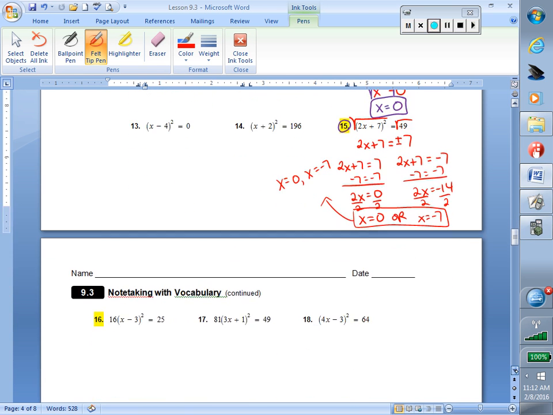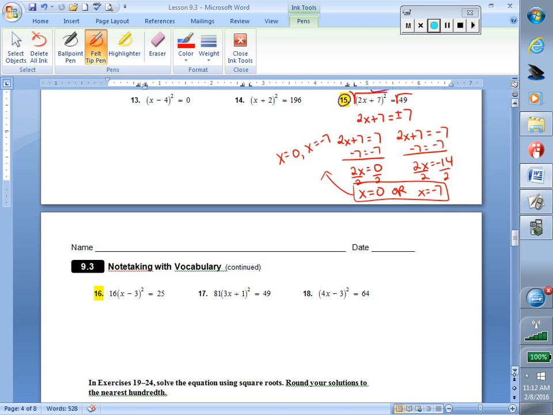Let's try out one more of these before we get into some that they don't work out perfect for us. We don't get nice square root of 49 and square root of 25. Let's try one more before we move into some where we will have to do some estimating. Let's look at number 16. Now, number 16 looks a lot like 15.